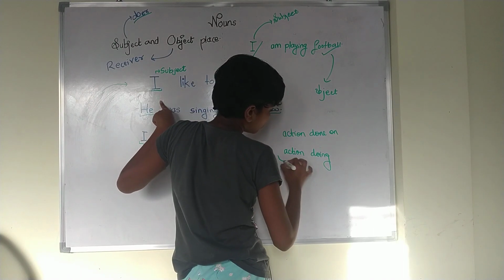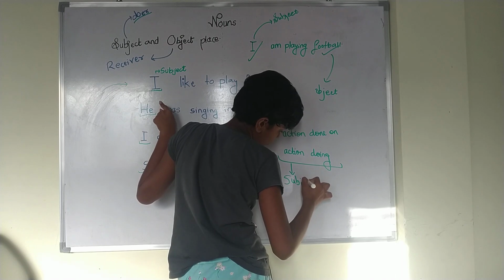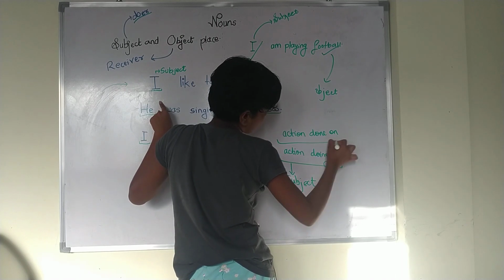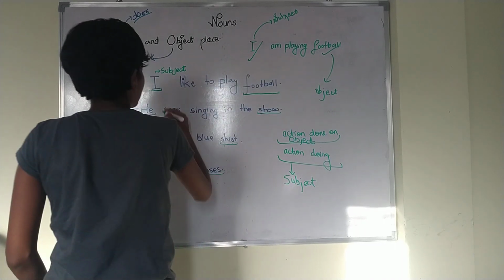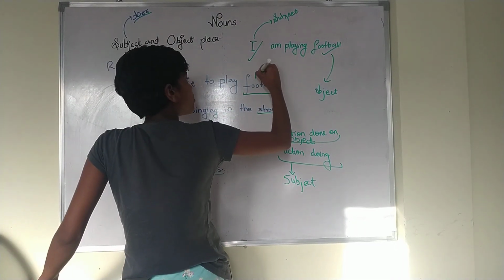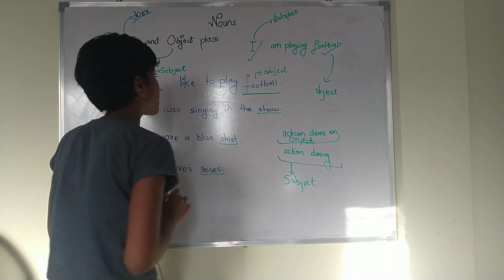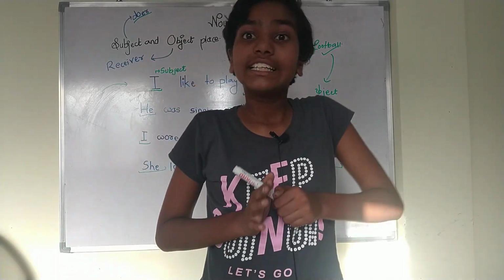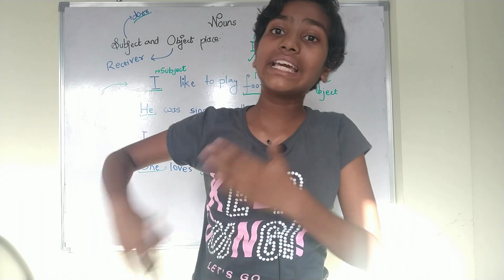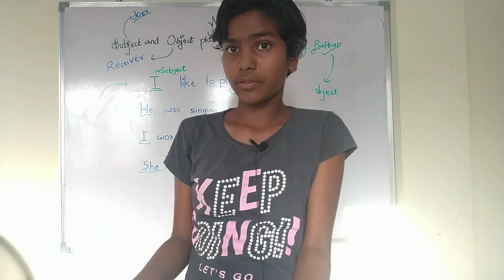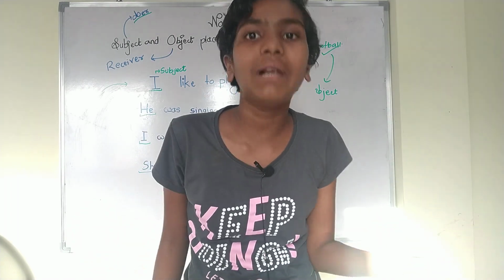Action doing. This is the subject formula. Action done on. This is the object formula. Okay. So I is the subject here. Football is the object here. Why? I'll explain it to you. I like to play football. In this sentence, I am doing the action of liking to play football. And football is the one I am liking to play with.